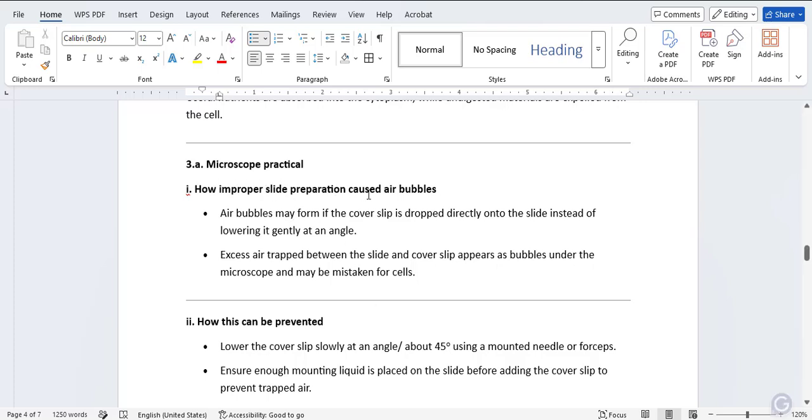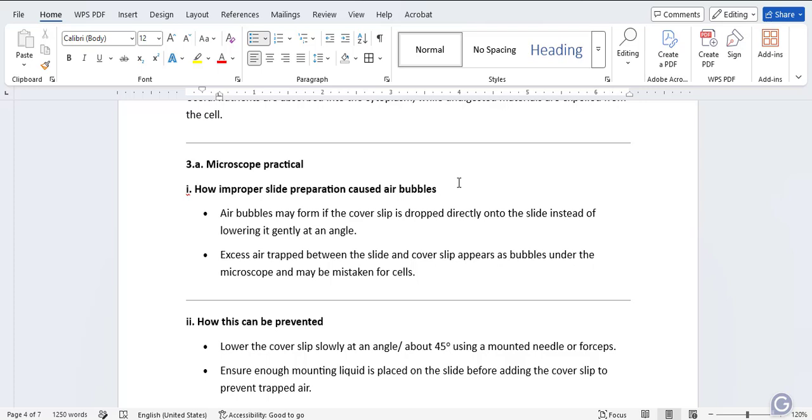Air bubbles may form if the cover slip is dropped directly onto the sample on the slide, especially in wet mounts or temporary slides, instead of lowering it gently at an angle. Also, excess air trapped between the slide and the cover slip appears as bubbles under the microscope and may be mistaken for cells. So that's how improper slide preparation will cause air bubbles, trapping air within the sample.